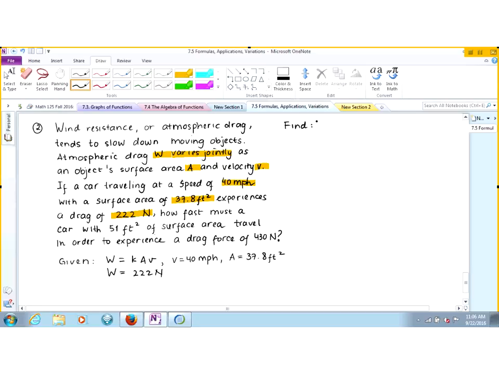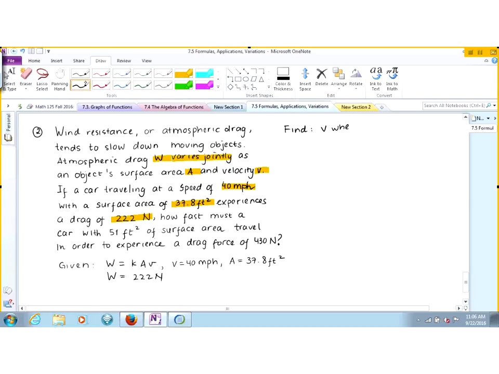How fast? So how fast is what? K, A, V, W, or what? V. Find V when A is 51 feet square and W is 430 meters. All right.